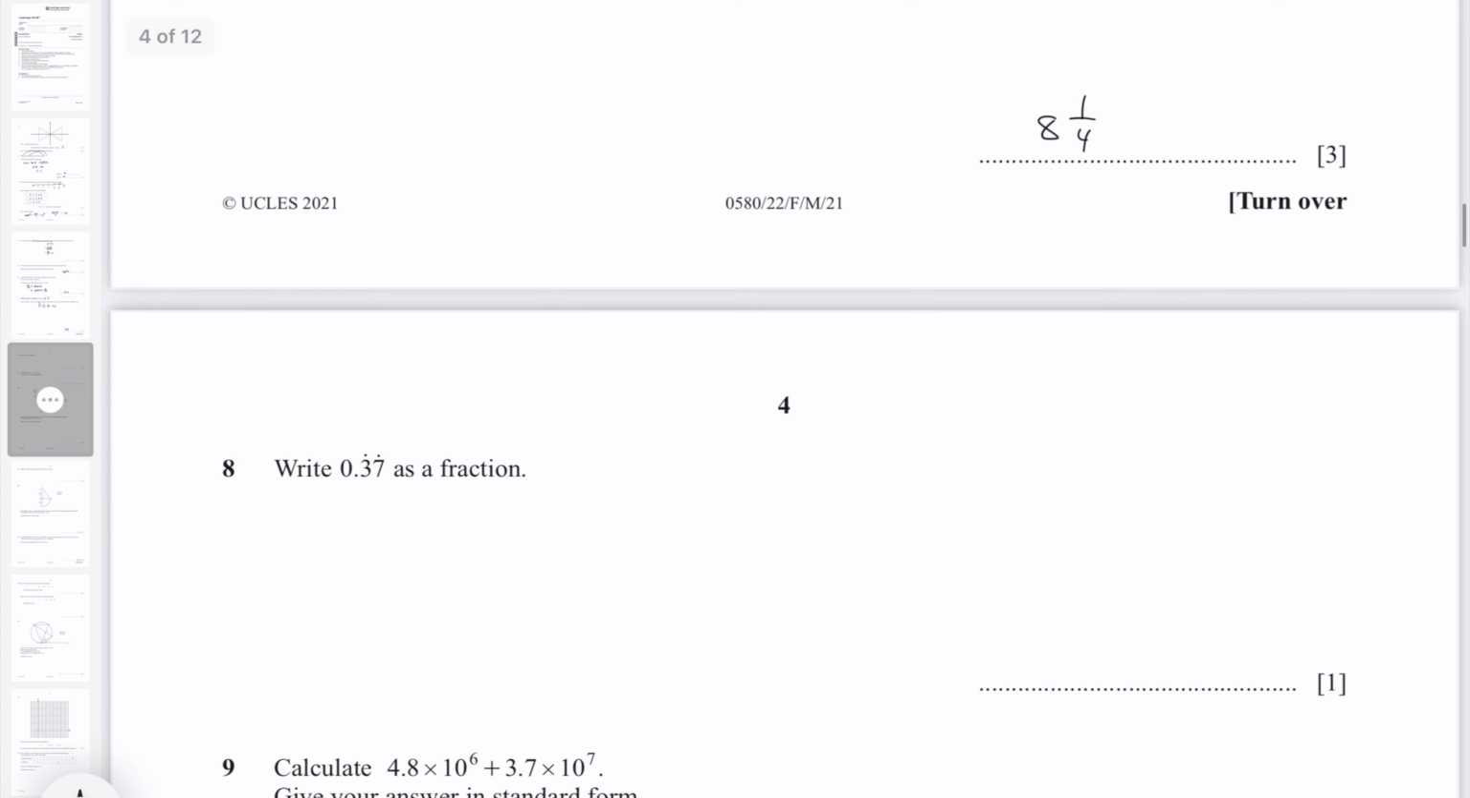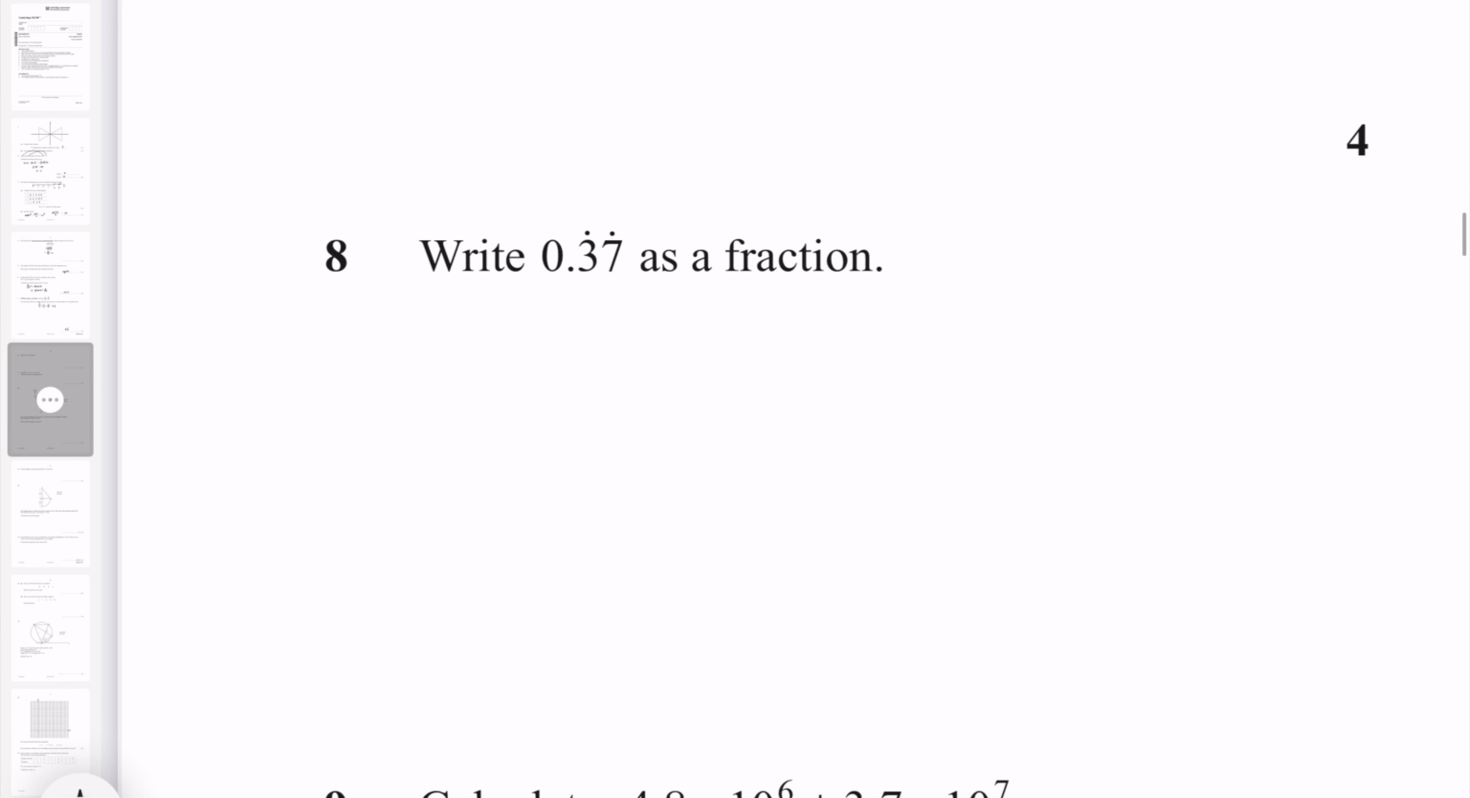Okay, let's keep going. Write this as a fraction. For this, there's a lot of ways to go about doing it. I personally like the x method, which is just to have x equals 0.373737, and the list goes on forever.